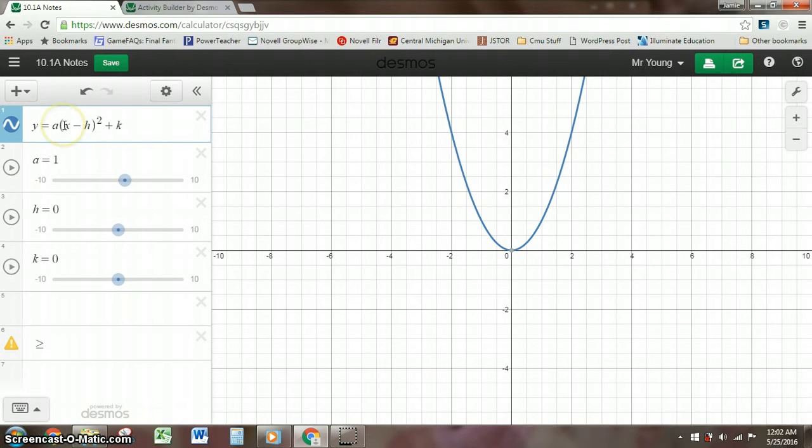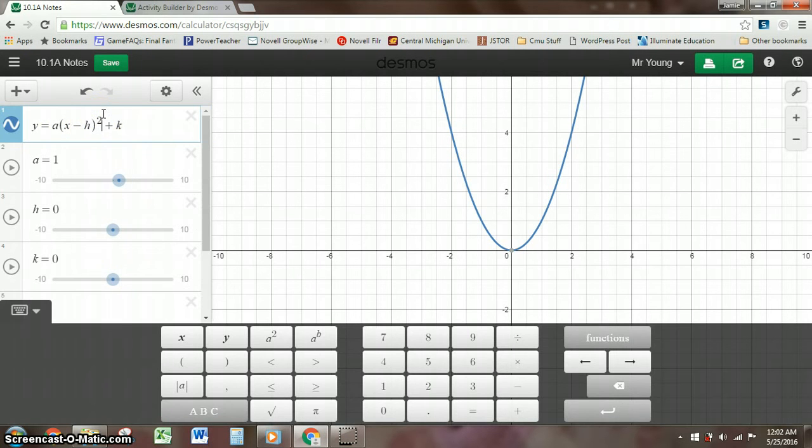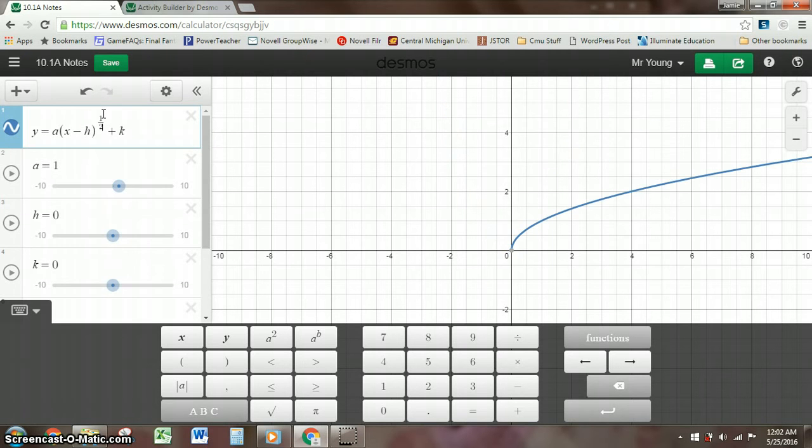So we're going to take that vertex form and change it just a little bit, because the vertex is so helpful for us graphing-wise that it's actually going to help us with our new equation. So instead of squaring it, I'm going to take this to the 1/2 power. Now, take a moment, look at this graph, but also tell me, what does it mean to take something to the 1/2 power?